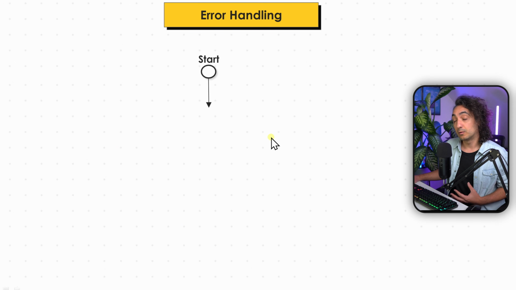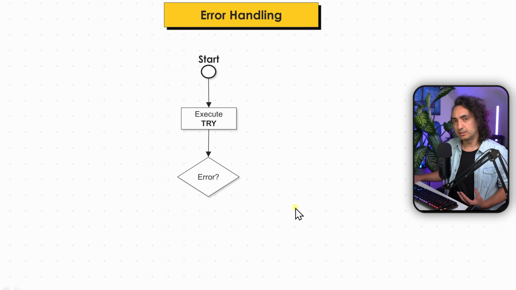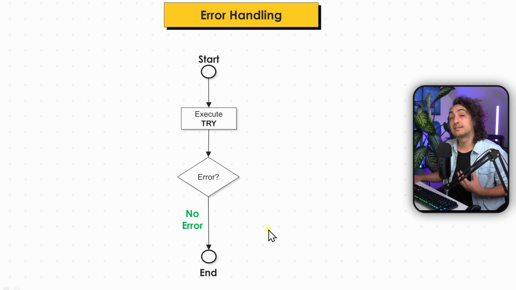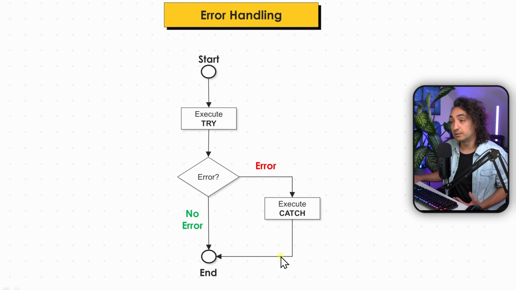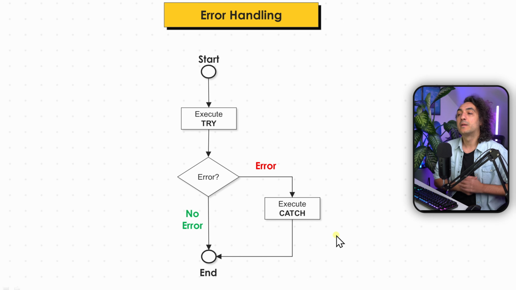So let's see the workflow of the try catch. First, SQL is going to execute the try, and then it's going to check, is there any error? If we don't have any error, then everything ends and that's it. But while executing, if SQL faces any error, what's going to happen? It's going to execute the catch. So as you can see, the workflow is very simple, and this is what we mean with try and catch.